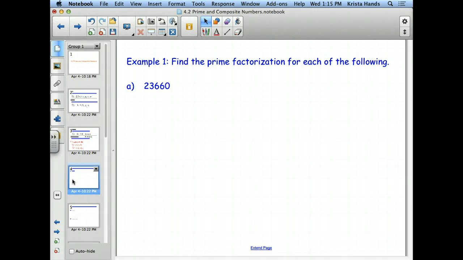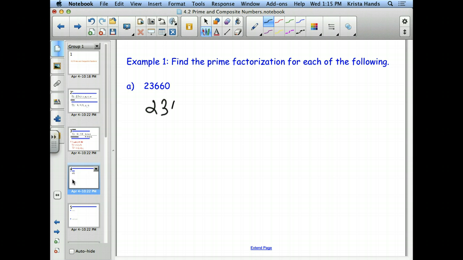All right, so we're going to find the prime factorization for each of the following. The first number is 23,660, and I'm going to show you how to do this in 2 distinct ways. So, somebody tell me one way that you've done prime factorization before. Trees. And trees are probably the most common one that people have seen when they arrive in this classroom. So, let's do a tree.